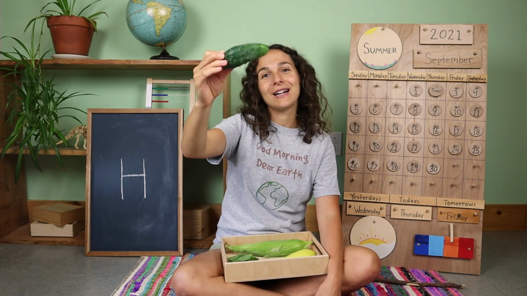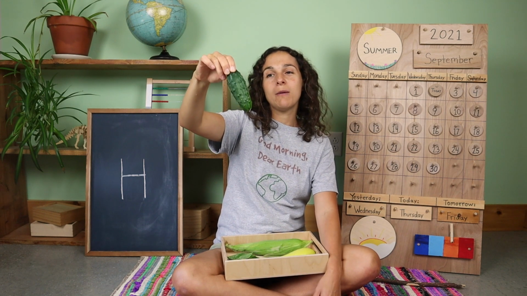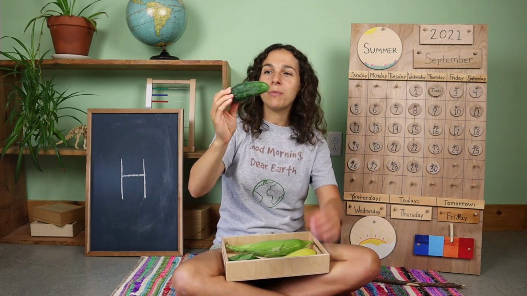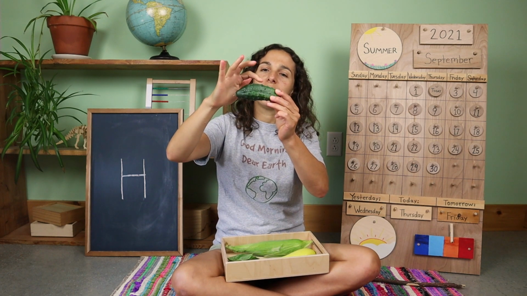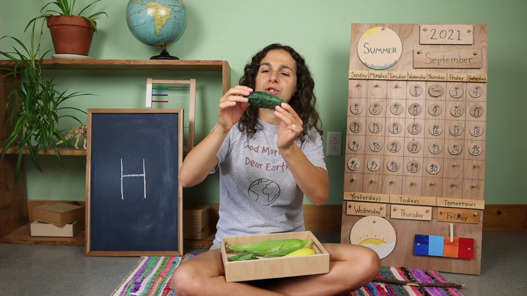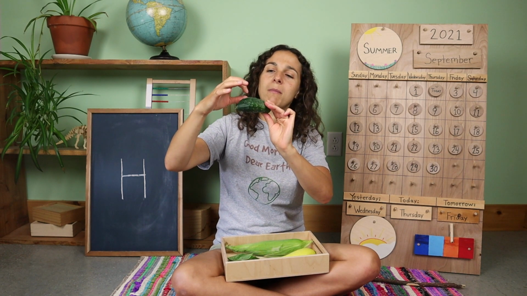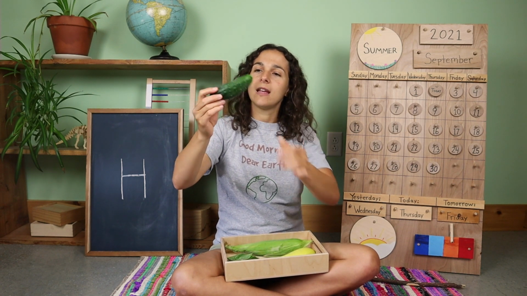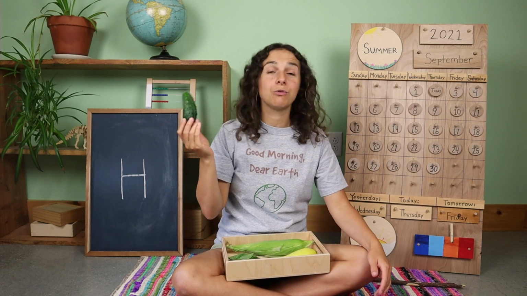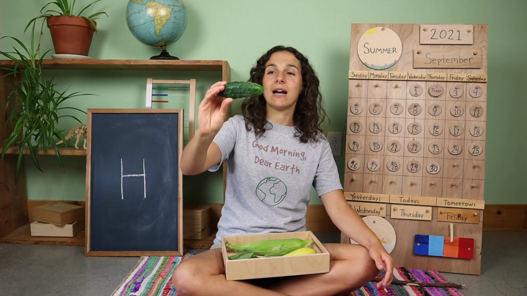A cucumber. That's right. So a cucumber grows on a vine. When I first pick cucumbers, sometimes they have these little prickly thorns on the outside. They're not too sharp, but I just like to rub them off. And usually every summer we get so many cucumbers that we have to make pickles with all of the extra cucumbers that we make.